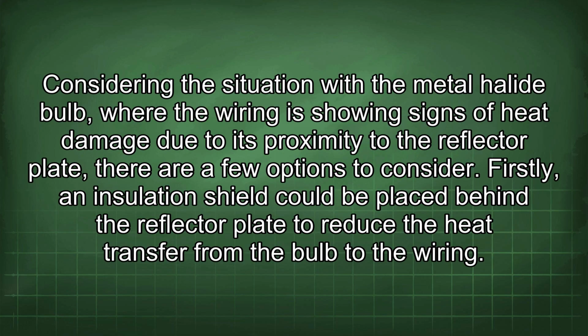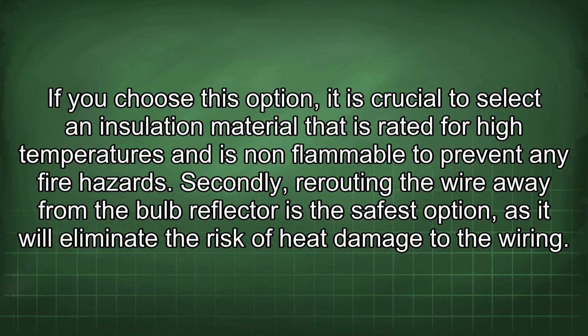Considering the situation with the metal halide bulb, where the wiring is showing signs of heat damage due to its proximity to the reflector plate, there are a few options to consider. Firstly, an insulation shield could be placed behind the reflector plate to reduce the heat transfer from the bulb to the wiring. If you choose this option, it is crucial to select an insulation material that is rated for high temperatures and is non-flammable to prevent any fire hazards.